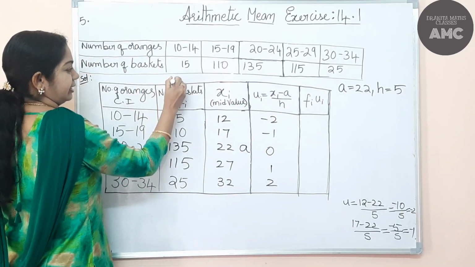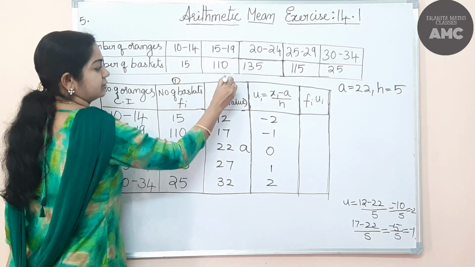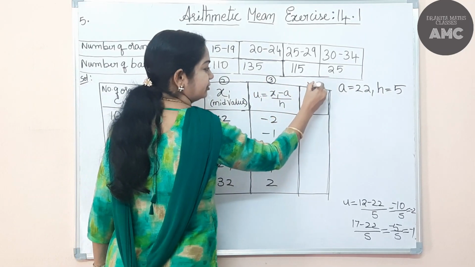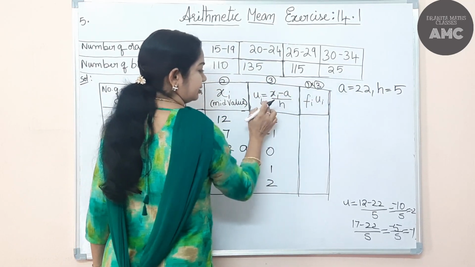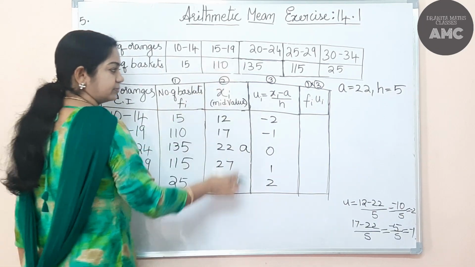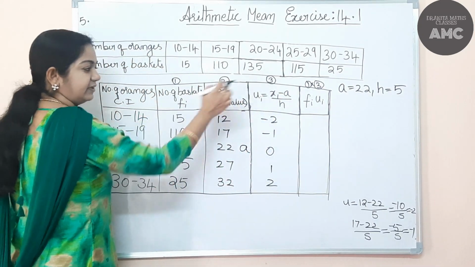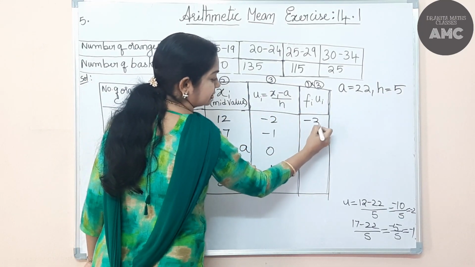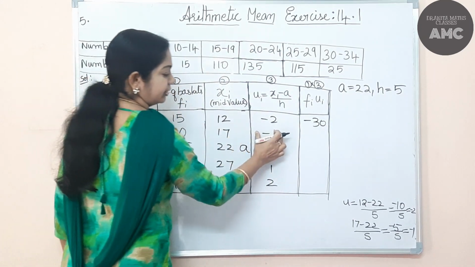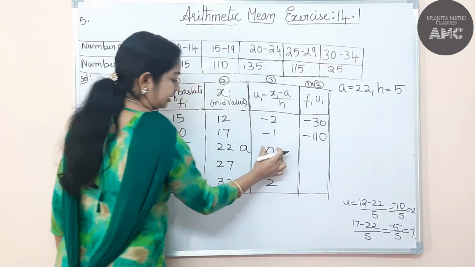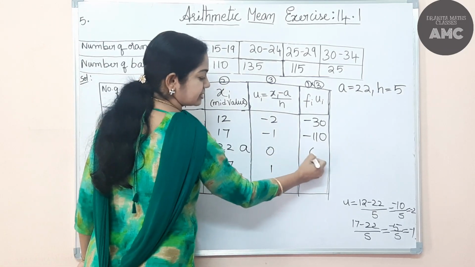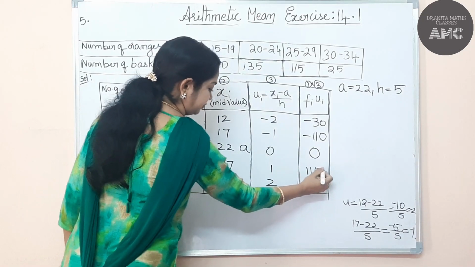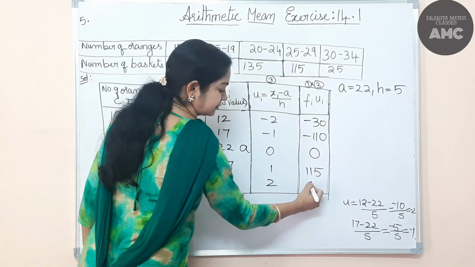Now we will make the product of ui and fi. If I take this column as 1, this column as 2, this column as 3, multiply columns 1 and 3. For you to understand, I am writing here. Column 1, column 2, column 3. 1 and 3 will multiply, we will get the product of fi ui. So 15 into minus 2, so minus 30. 110 into minus 1 is minus 110 here, and 0 multiplied by any number, you get 0. And here 115 into 1 is plus 115, and 25 into 2 is 50.